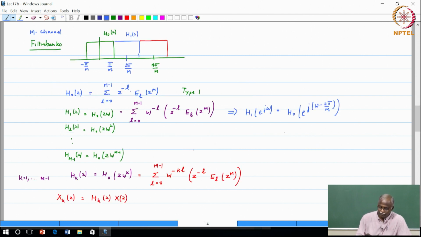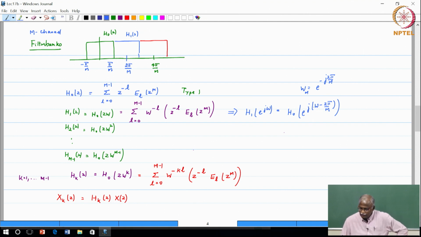In the last lecture we defined H0(z), and H1(z) as H0(zW). If you look at it on the unit circle, it will be H1(e^{jω}). W is given by e^{-j2π/M}. This is W subscript M. In case I forget to write down the subscript, the default is M.